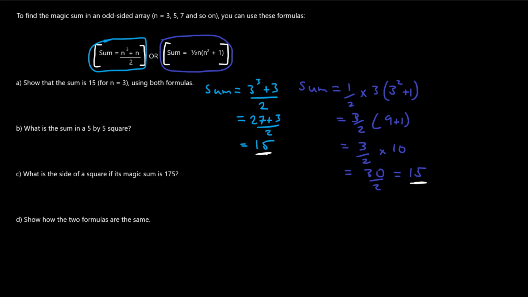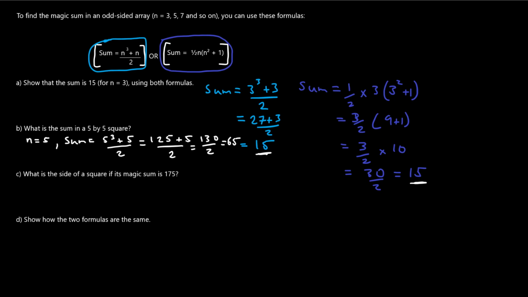Good. Now, what is the sum in a 5 by 5 square? Well, that just means we want to use n equals 5. So let's just do that in here. N equals 5. So the sum will equal 5 cubed plus 5 all over 2. 5 cubed, that's just going to be 125 plus 5 all over 2, which is 130 over 2, which is just 65.